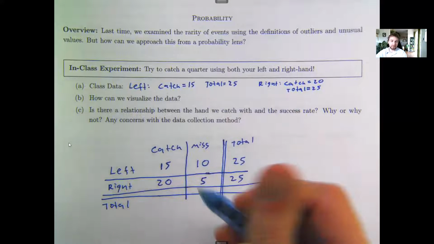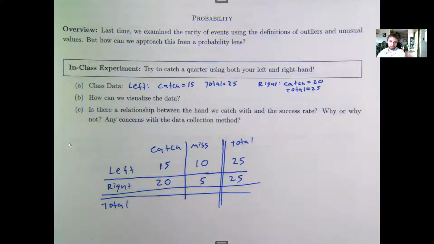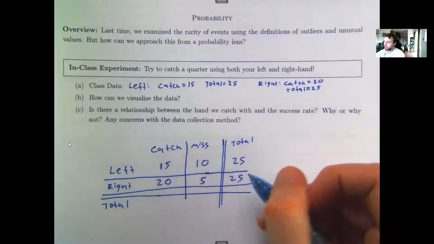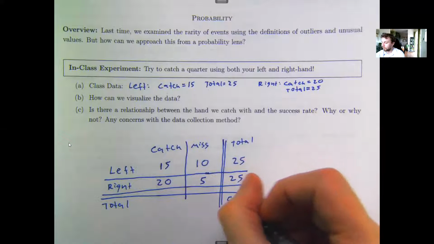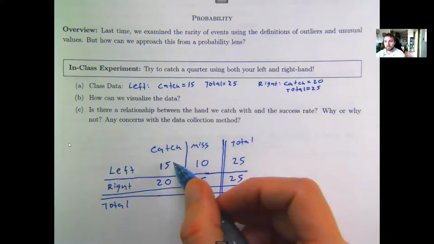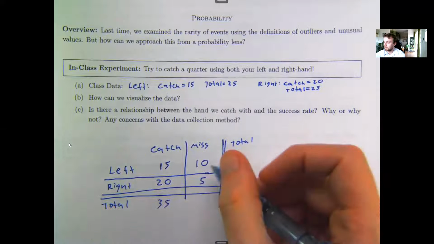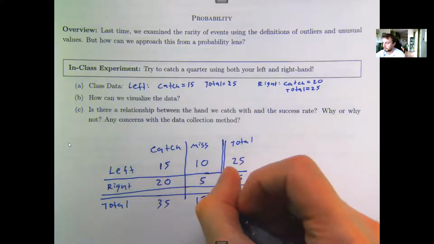By having these totals on the outside, I can make sure that things add up vertically and horizontally. If I did 25 with the left and 25 with the right, I did a total of 50 attempts. Adding the total number of catches, 15 and 20 gives me 35 catches. 10 and 5 gives me 15 misses.